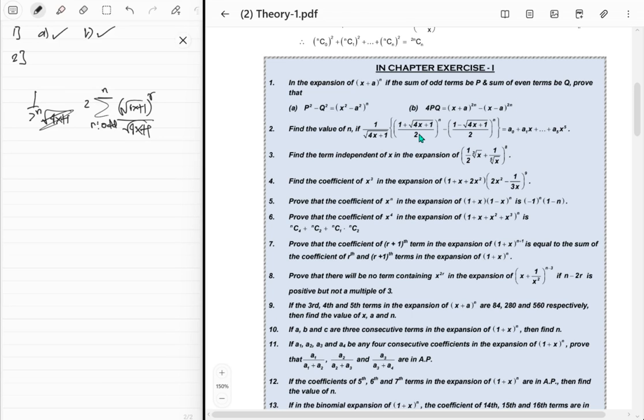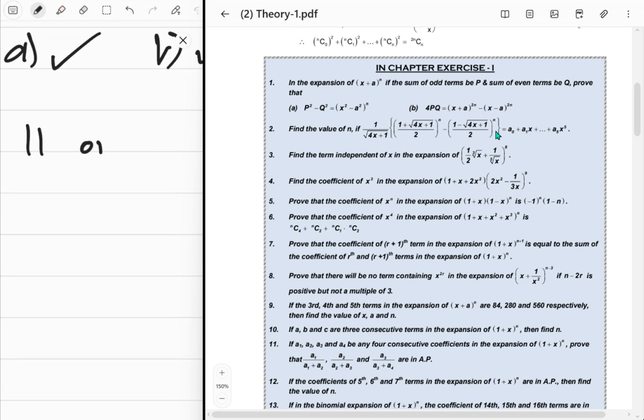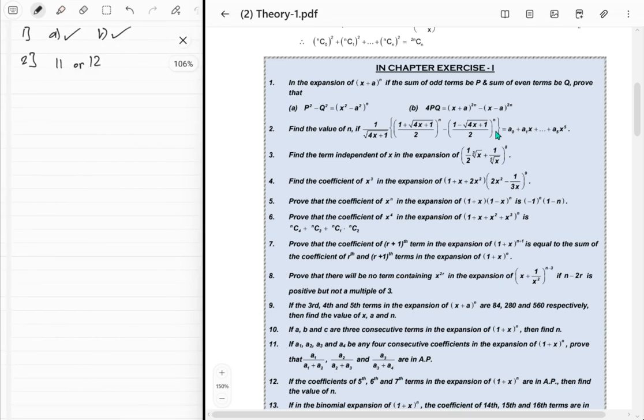Nice. Now what do I do? Should I put 11 or 12? Just put both of them. They didn't give us any values, so might as well put both of them. 11 or 12. Okay, let's go to third.